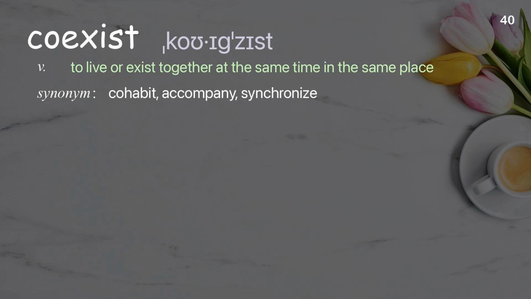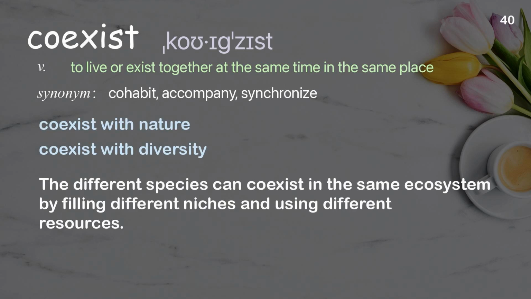Coexist. To live or exist together at the same time in the same place. Examples: Coexist with nature. Coexist with diversity. The different species can coexist in the same ecosystem by filling different niches and using different resources.